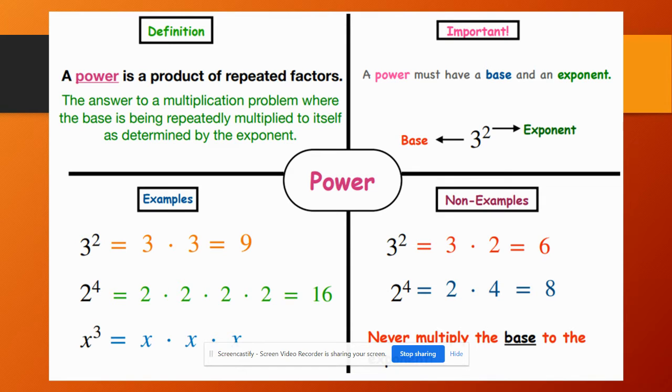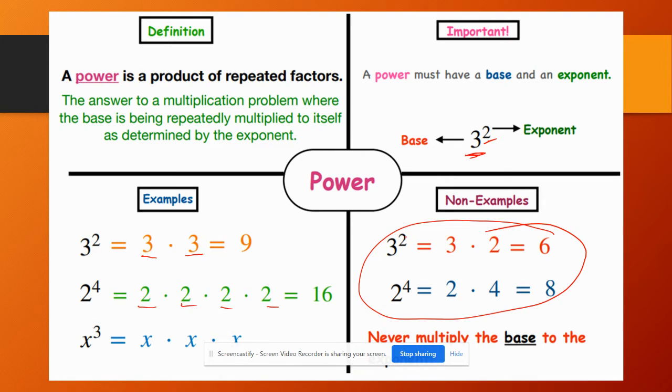A few key things to note on here is that you have your base, which is a big number, and then your teeny number that's usually in the upper right-hand side is your exponent. Those exponents tell you how many times you multiply the base by itself. So 3 squared means we have two 3s. 3 times 3 is 9. 2 to the 4th means we write 2 four times. 2 times 2 times 2 times 2 is 16. X to the third, 3 x's.